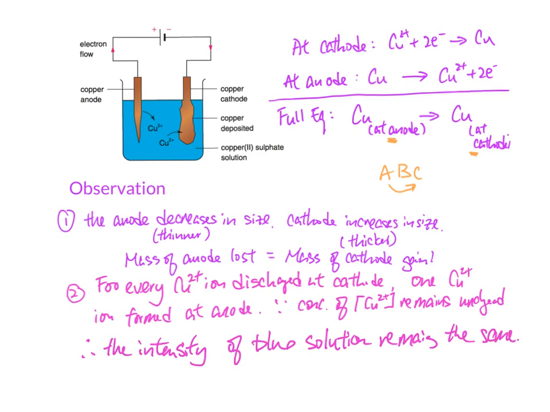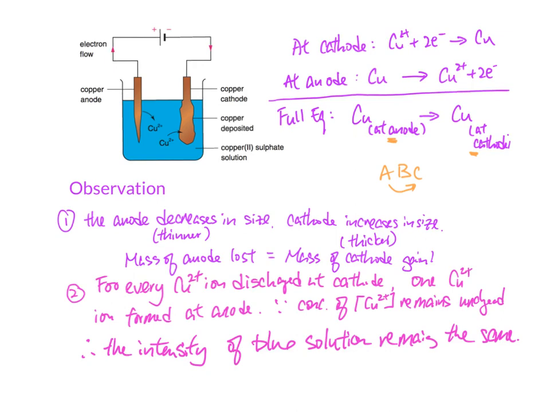So this one you can see that they have all differences from the previous setup. The previous one, without copper as the anode, the blue intensity of the solution will fade. But for this one, because the Cu2+ ions keep being replenished from the anode, the copper atoms keep releasing Cu2+ to replenish the lost ones. So therefore, the intensity of the blue solution remains the same.